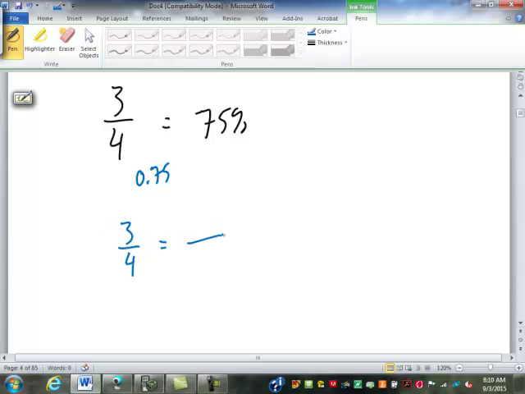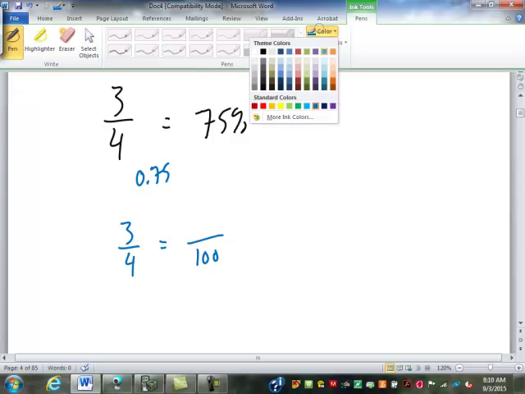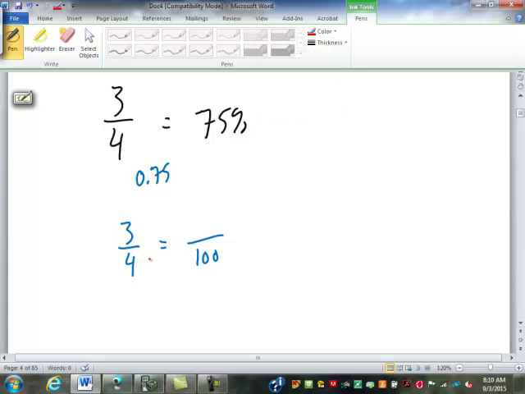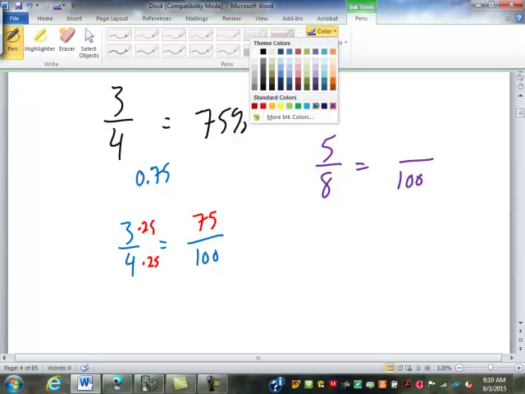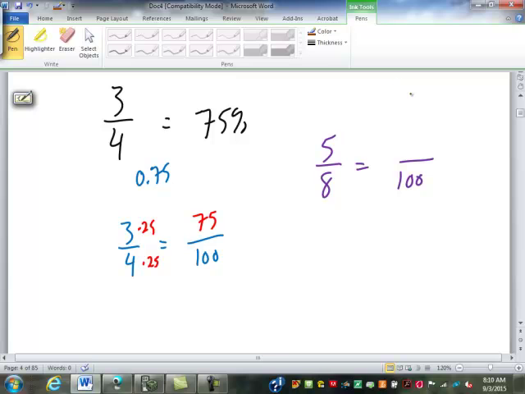3/4 is 3 out of 4. A percent is always out of 100. And from here, we can either look at it as equivalent fractions and say, okay, 4 has to be multiplied by 25, so 3 times 25 is 75. But that's sometimes not so easy to do. For example, if we have 5/8, what do you multiply an 8 by to make 100? Well, it's actually 12.5, but that would be tough to find.